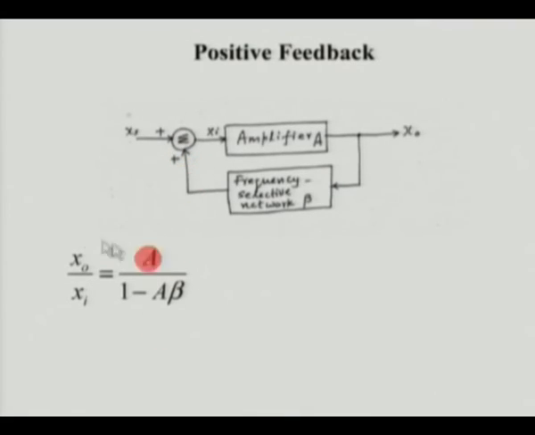When you write the transfer function, you will get an expression which is A by 1 minus A beta, and we see immediately that if I can satisfy A beta equal to 1, then the transfer function will have a value of infinity, which does not make sense. What it essentially means is that you get an output without giving any input, and that is exactly what an oscillator is.